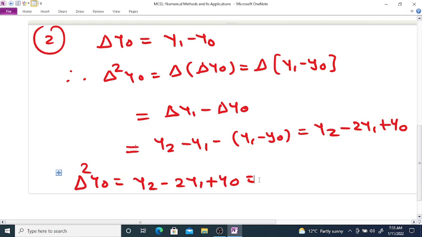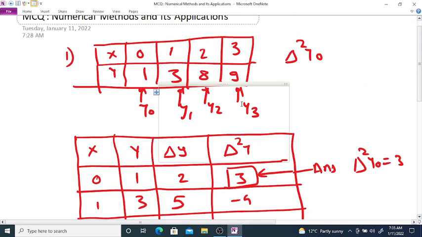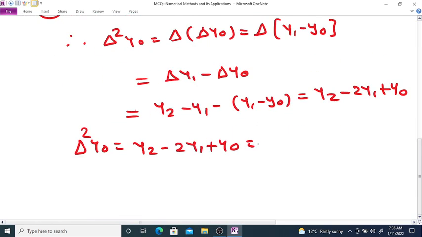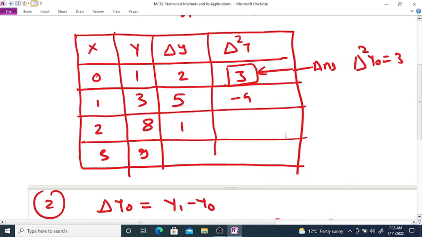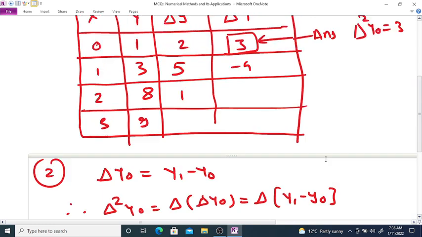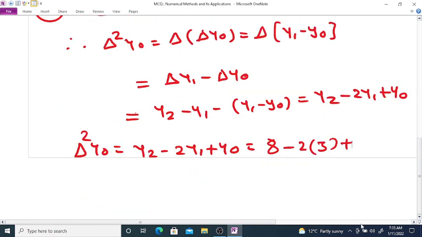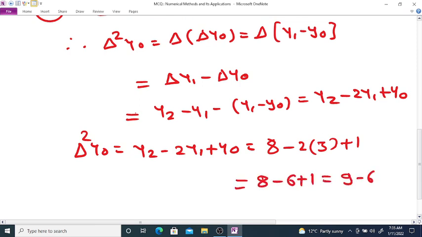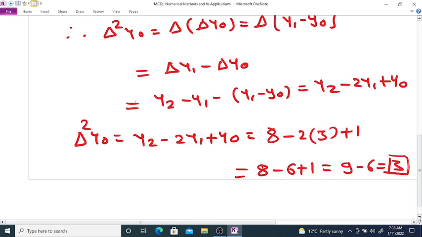So what is the value of y2 here? y2 is 8 minus 2 times y1. y1 is equal to 3 plus y0. y0 is equal to 1. So it is equal to 8 minus 6 plus 1, so 9 minus 6 is equal to what? 3. So this is the second technique by which you can find delta square y0.